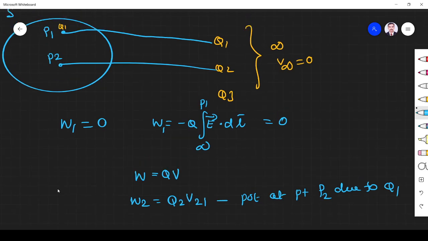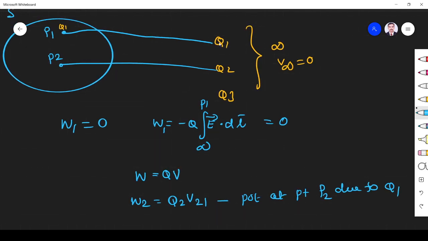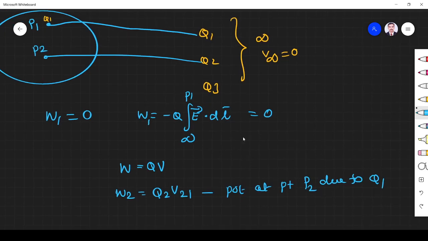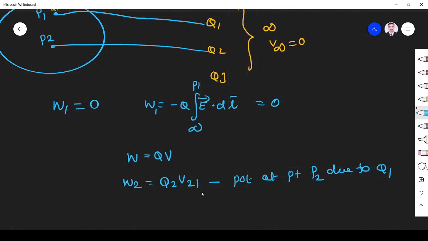Why? Because of the work done to move a charge from infinity to point P1, the energy must be spent, and that energy is stored as potential energy that will have some effect on point P2. So when you want to move Q2 to point 2, you have to take that into account. So W2 is equal to Q2 times the potential at point 2 due to charge 1. So it is the work done.